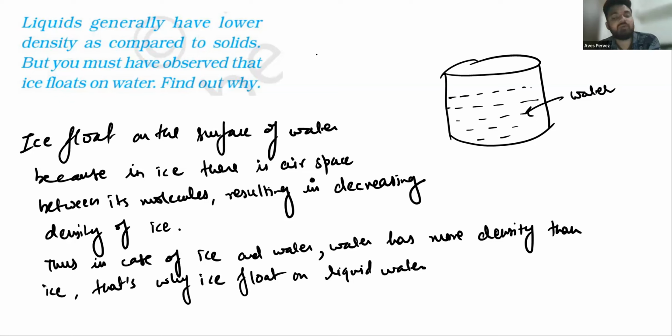So why does ice float on the surface? Simple. Ice floats on the surface of water because in ice there is air space between its molecules, resulting in decreasing the density of ice. Thus, in the case of ice and water, water is more dense. Water has more density than ice. That's why ice floats on liquid water. Got it?